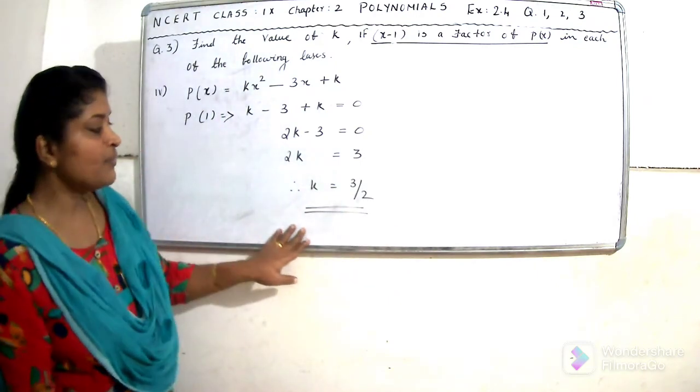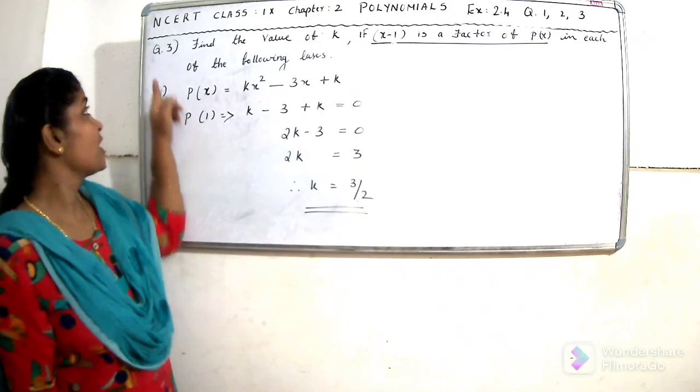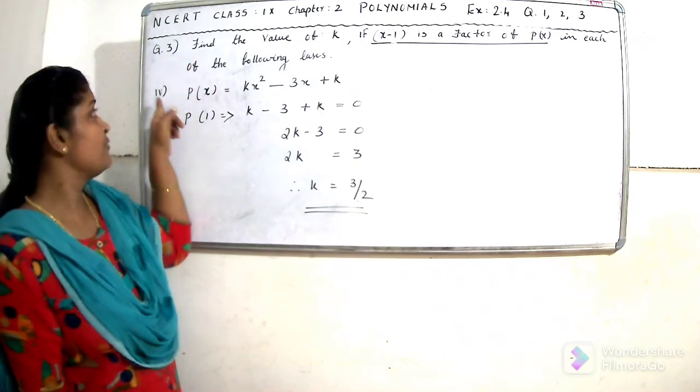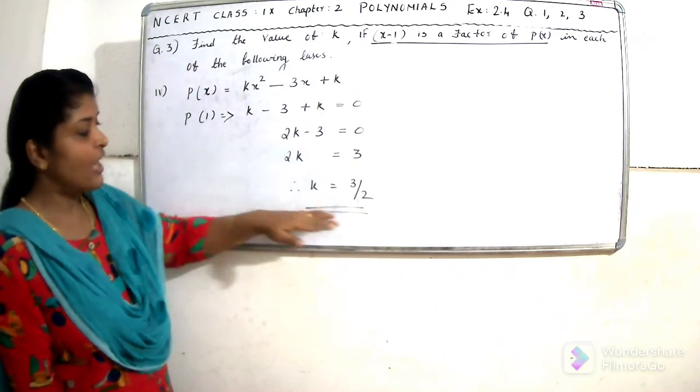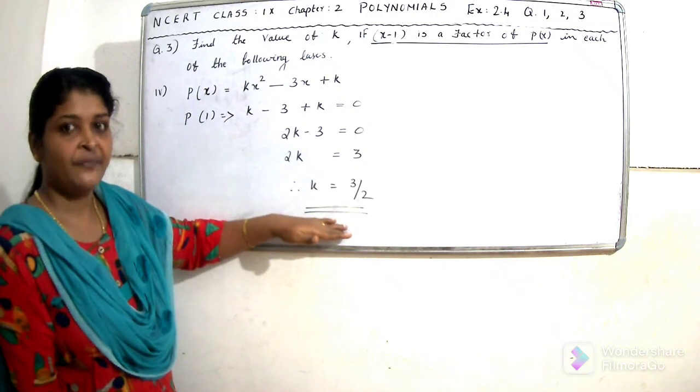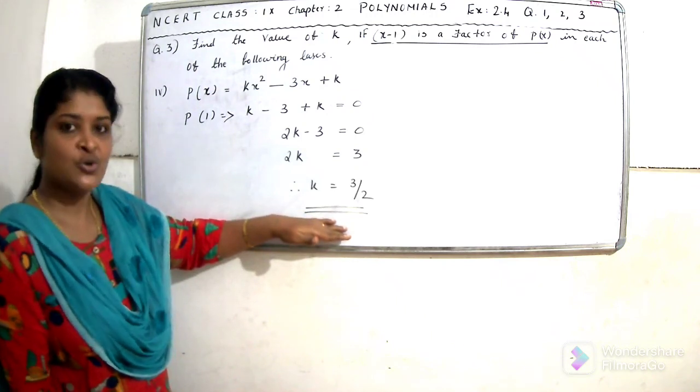So this is the fourth question. In the third question, four subdivisions are there, and this is the last question in that. I hope you understand the solutions.